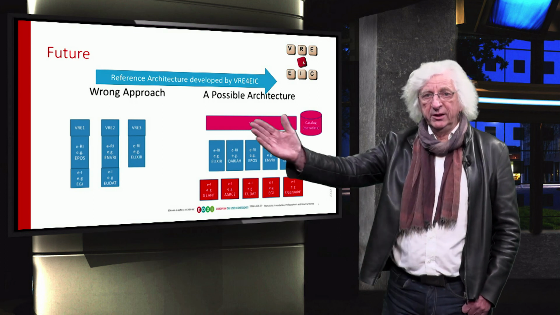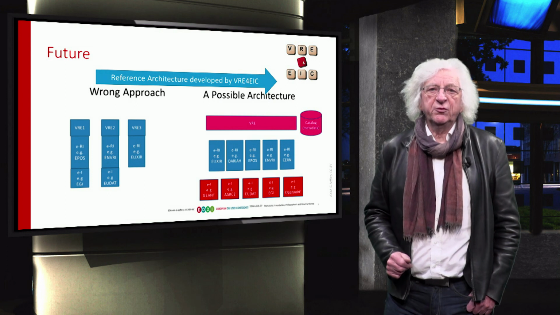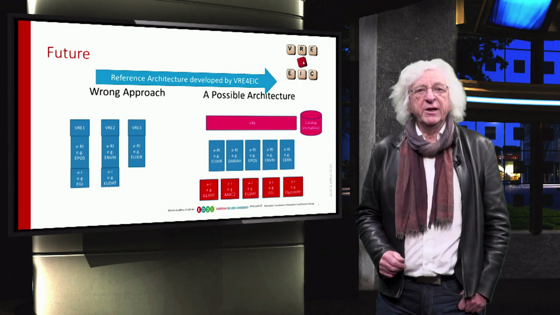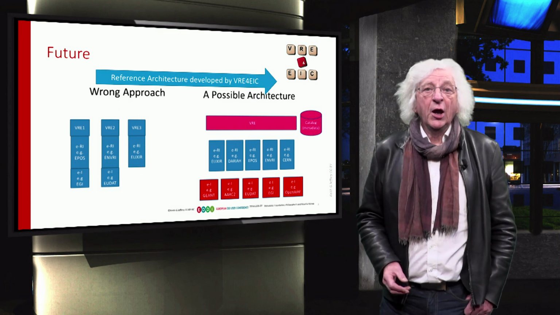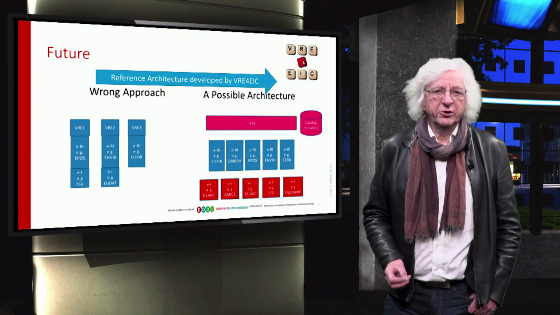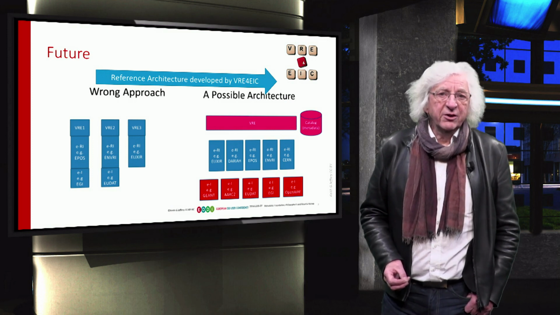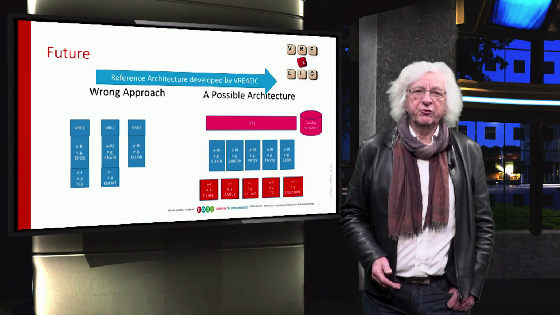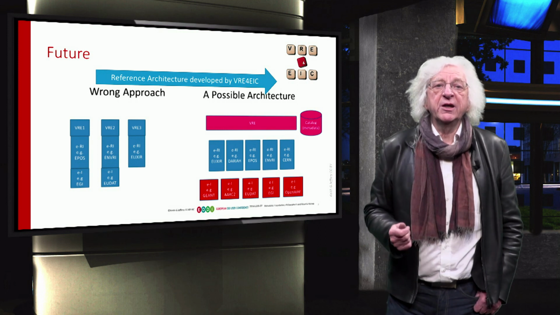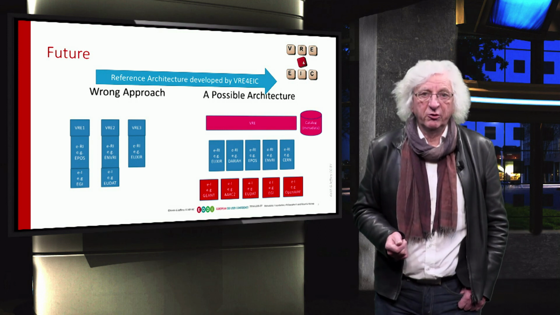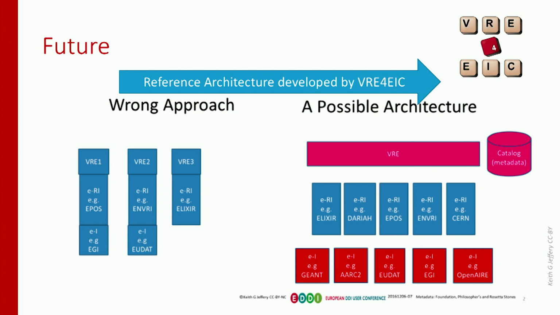On the left of the screen, VRE is providing the user interface to silos, including a domain-specific research infrastructure and underlying E-infrastructure, which precludes cross-domain research. A layered architecture separating research infrastructures from E-infrastructures, as seen on the right, permits cross-domain research using a suitable VRE. A reference architecture for VREs to enable cross-domain research has been pioneered by VRE for EIC.